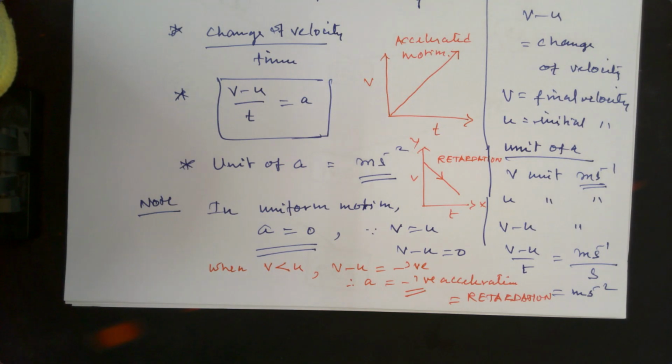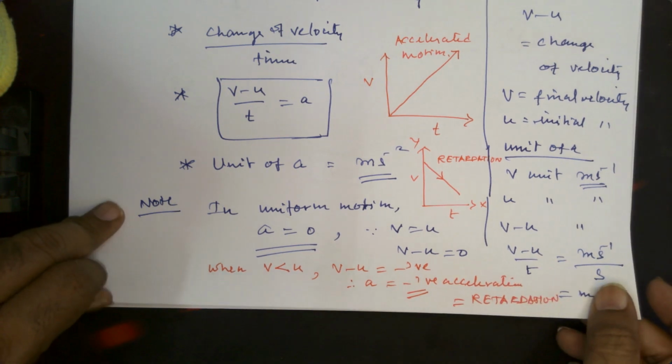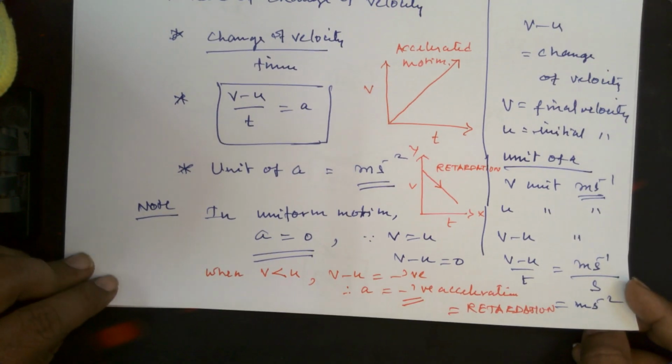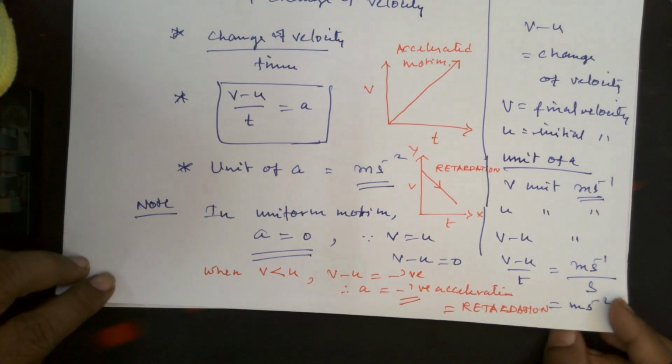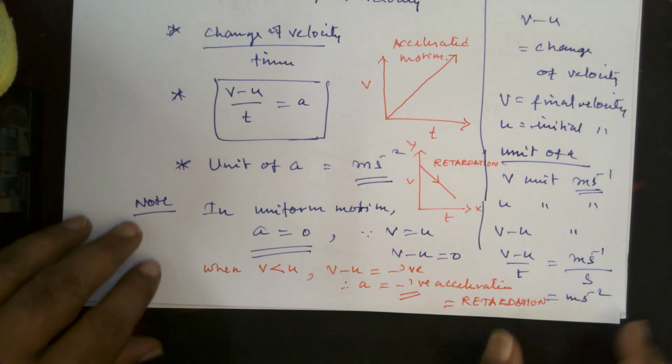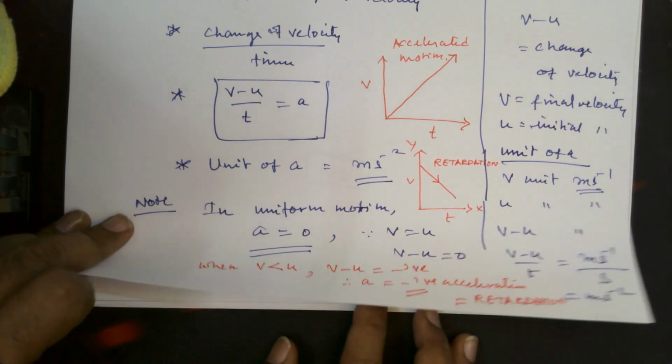You may ask me, sir, whether there is non-uniform acceleration. Yes, when the velocity changes not at a uniform rate, then it is called non-uniform acceleration. Now let us represent by the graph. Representation of motion by graph, that is graphical representation.